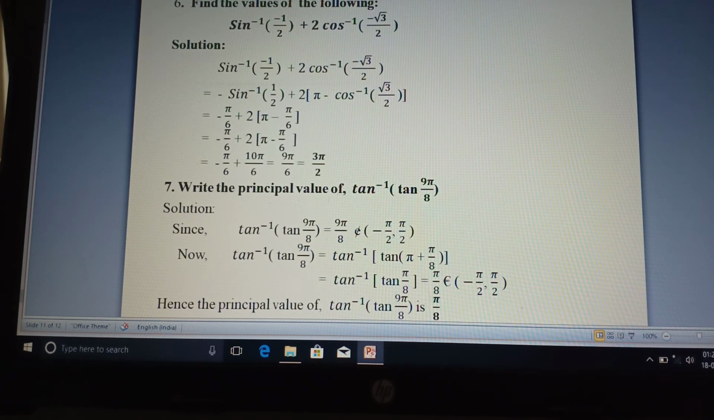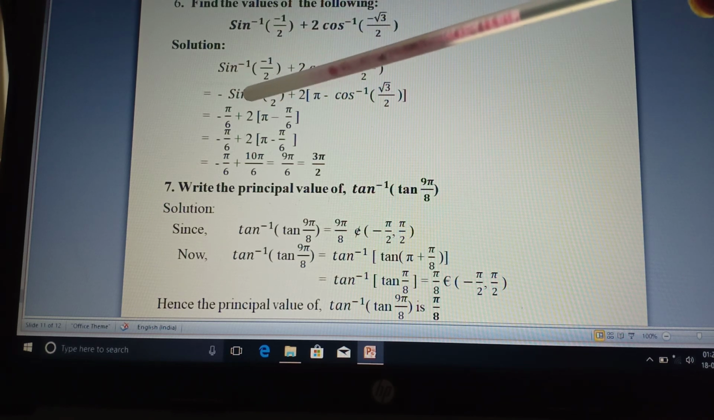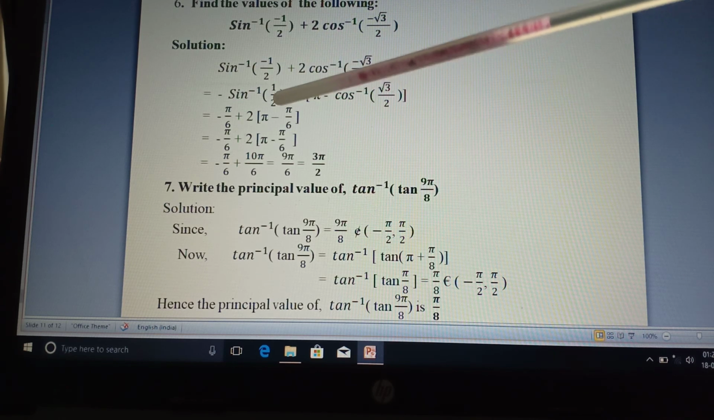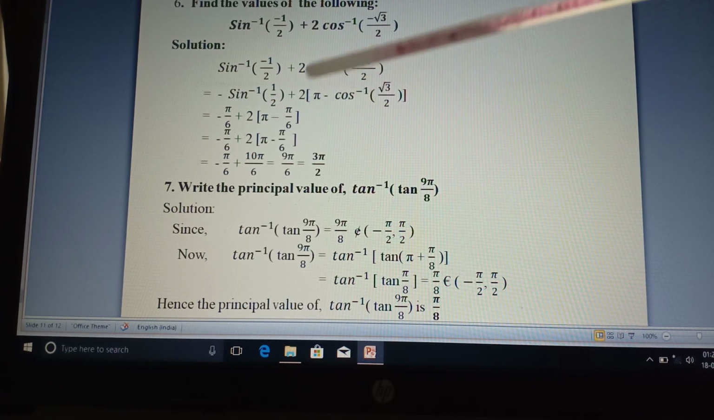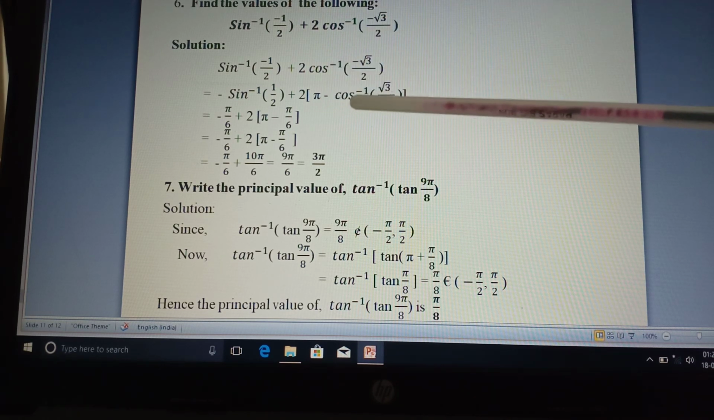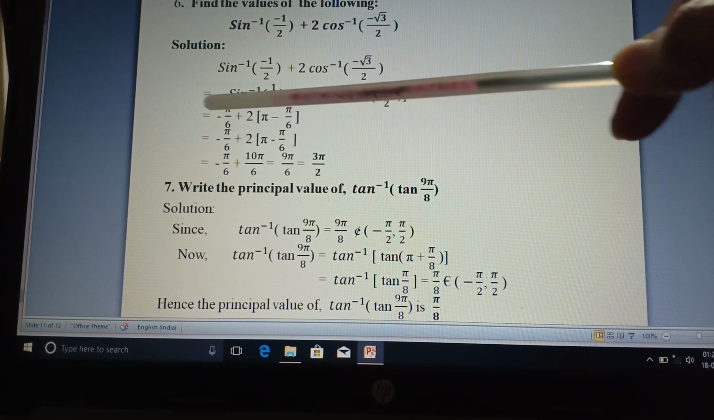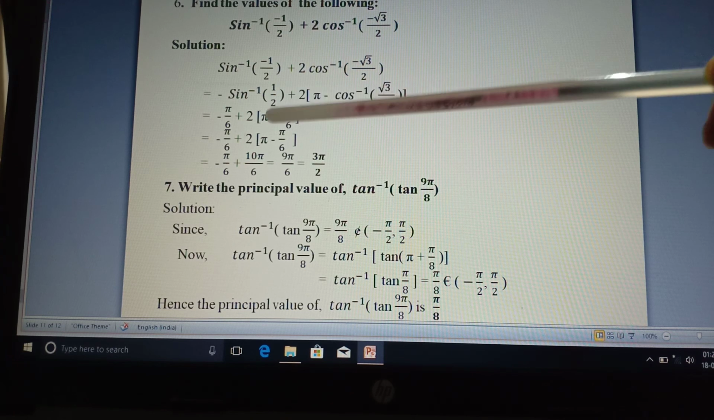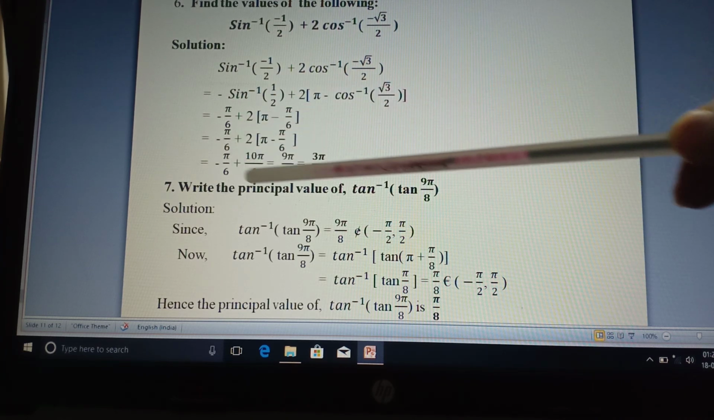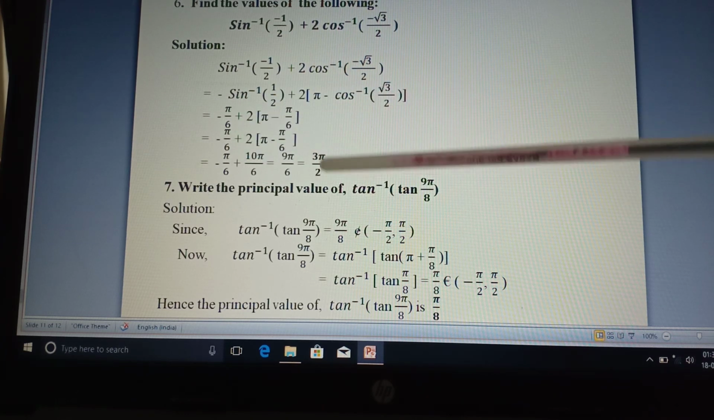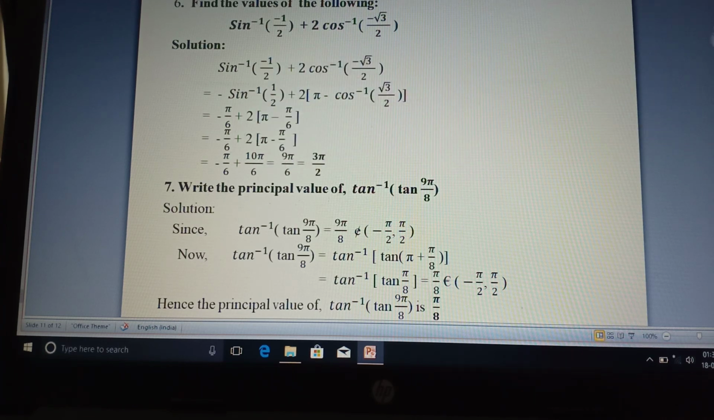One more question you can see on the screen. Find the value of the following: sine inverse minus half plus 2 cos inverse minus root 3 by 2. Sine inverse minus half, we can take as minus of sine inverse half, and plus 2 we can take outside, and cos inverse minus x you can write as pi minus cos inverse x. So pi minus cos inverse root 3 by 2. Sine inverse half is pi by 6, so minus pi by 6 plus 2 is outside, pi minus pi by 6, and after simplification we get 3 pi by 2. This is how we can find the value of the given question.